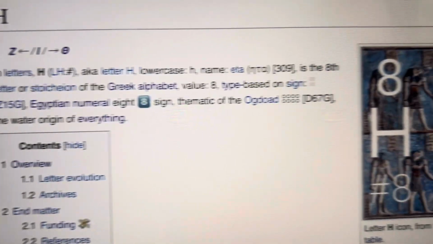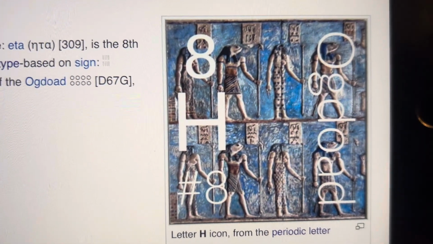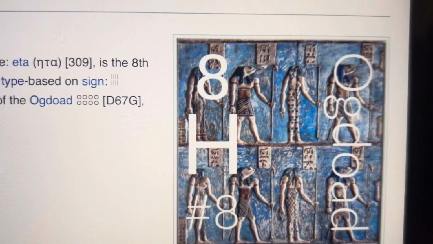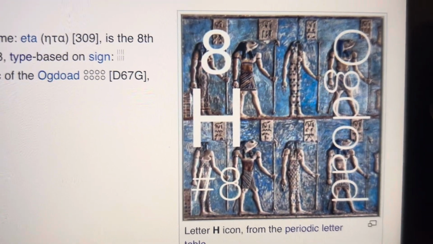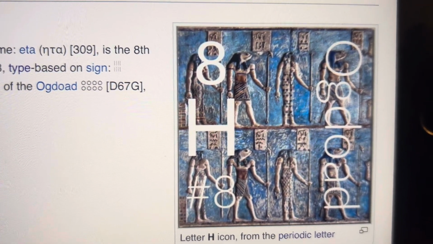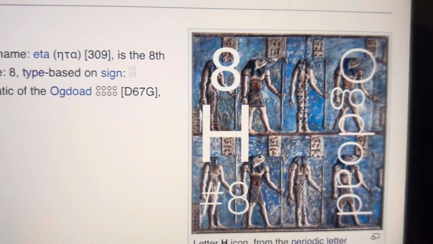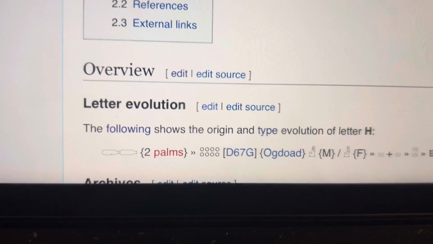Letter H is the Ogdoad, the 8 water gods of the primordial water abyss of the beginning of things. 4 male frog-headed gods, 4 female snake-headed goddesses. Letter evolution.